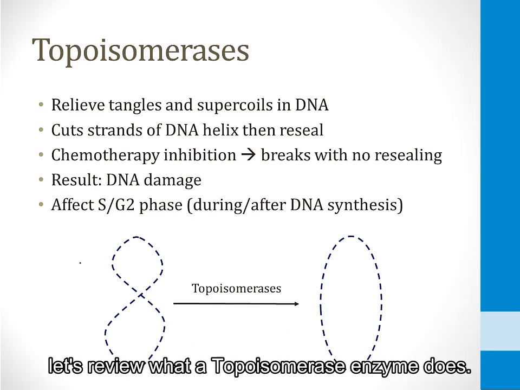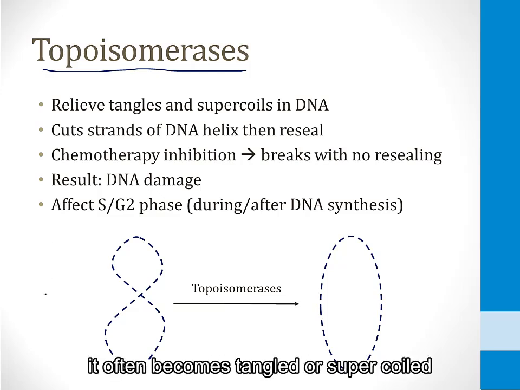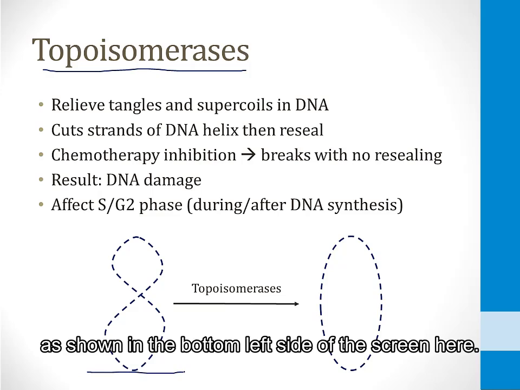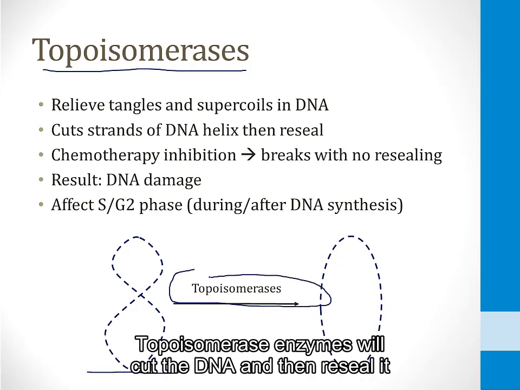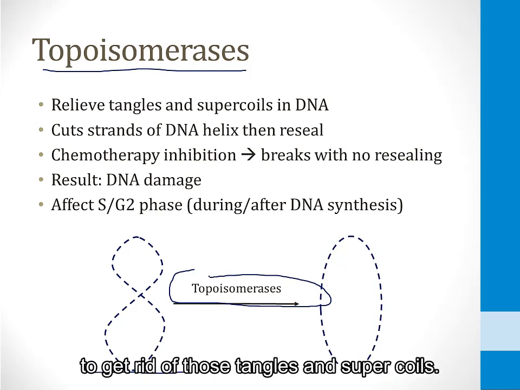Now we're going to talk about drugs that inhibit DNA topoisomerases. So in order to do this, let's review what a topoisomerase enzyme does. As DNA is copied, it often becomes tangled or supercoiled, as shown on the bottom left side of the screen here. Topoisomerase enzymes will cut the DNA and then reseal it to get rid of those tangles and supercoils.